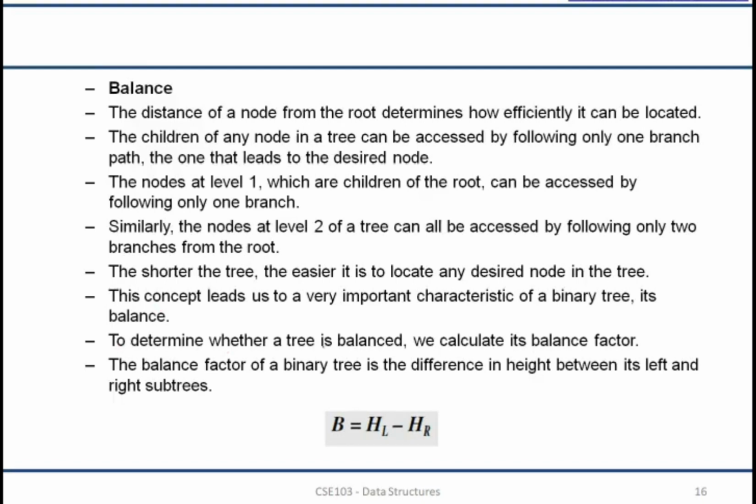To determine whether a tree is balanced, we need to calculate the balance factor. How to calculate the balance factor: B equals HL minus HR, that is, height of the left subtree minus height of the right subtree. It is what is called the balance factor.